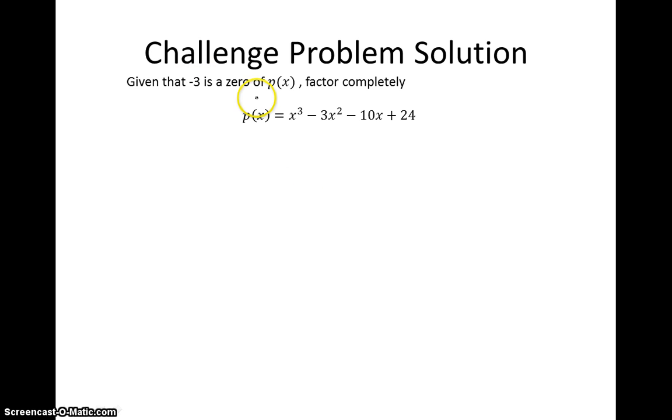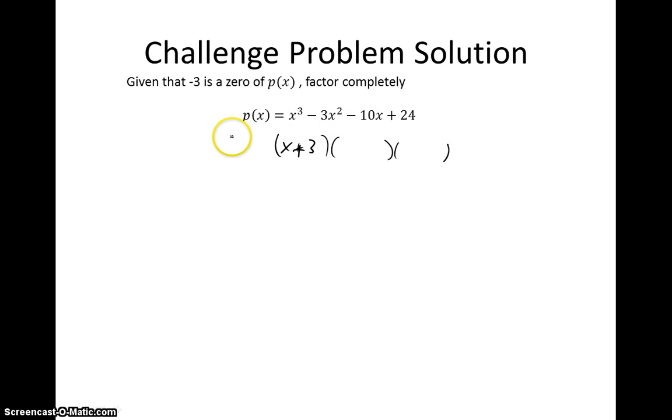So we know negative 3 is a 0, and what I want to do is factor this into its three factors. If you want to give that a shot, you can pause the video now, or if you want to keep watching, I'm going to go over the solution right now. If negative 3 is a 0 of p of x, then x plus 3 must be one of the factors.